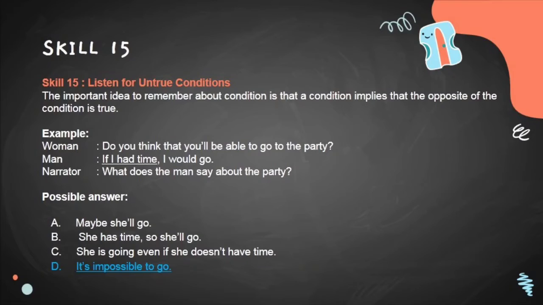Skill 15. Listen for conditions. The important idea to remember about conditions is that a condition implies that the opposite of the condition is true. For the example here, if I had time I would go. It means it's impossible to go.